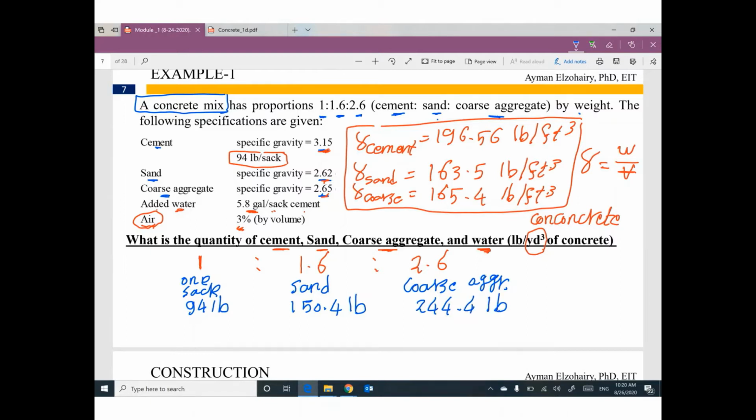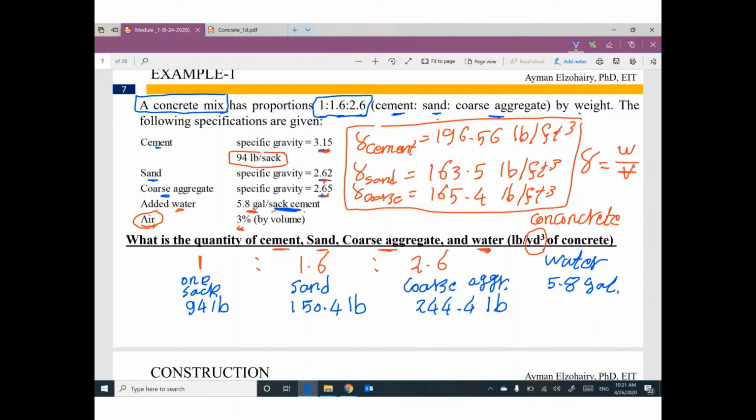So if you have only 1 sack of cement, which weighs 94 pounds, that means this sack of cement will need 150.4 pounds of sand and 244.4 pounds of coarse aggregate based on the given ratio. One more thing. Can you tell me how much water? Yeah, it's given. For 1 sack of cement, we need 5.8 gallons. This information is given.